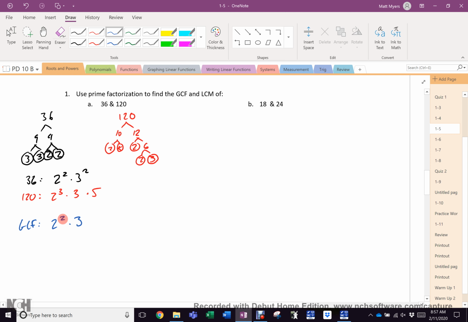2 squared is what? 4 times 3 is? So 12 is our GCF.